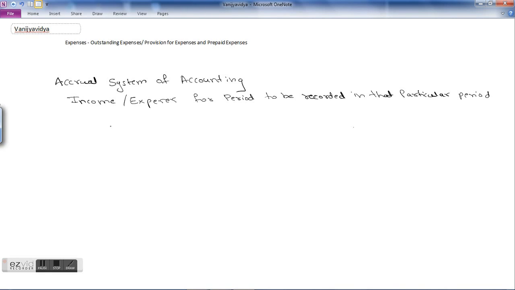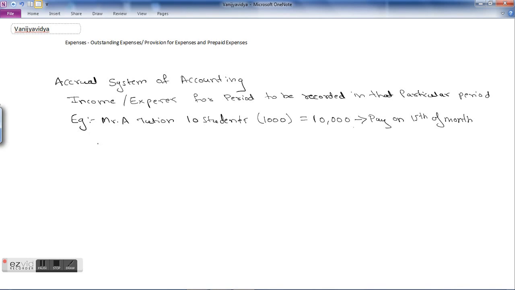I'll give you a simple example here. Say suppose Mr. A is providing tuition to 10 students, and he charges rupees 1000 per student. So what is the total fee? 10,000. All students will pay fee on 15th of that month. For the purpose of going to the tuition classes, he has hired a cab, and that cab charges him 100 rupees per day, so for 30 days cab hire charges are 3000 rupees.